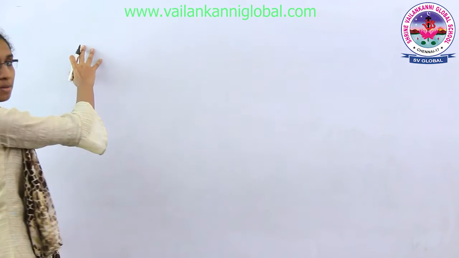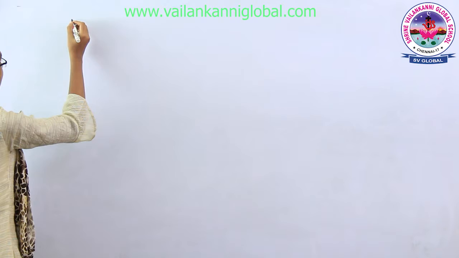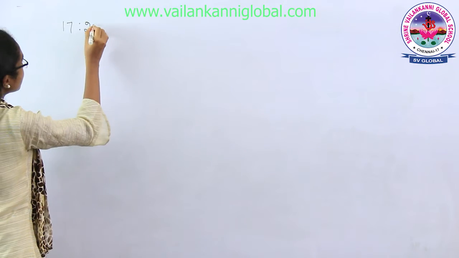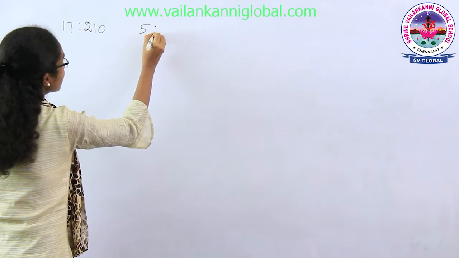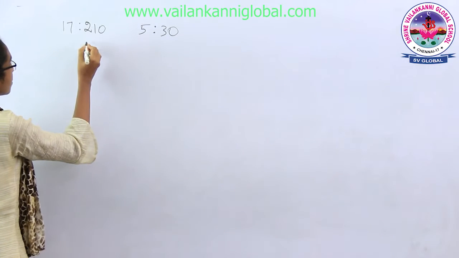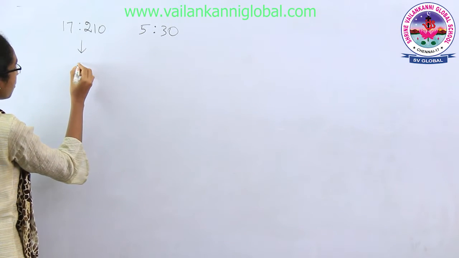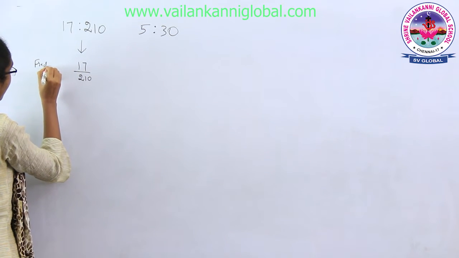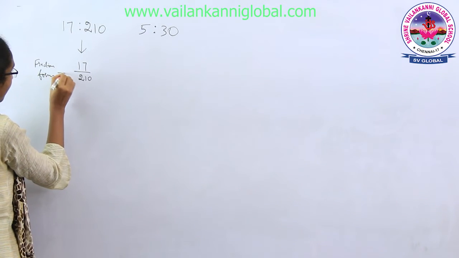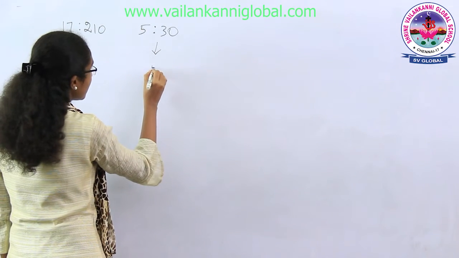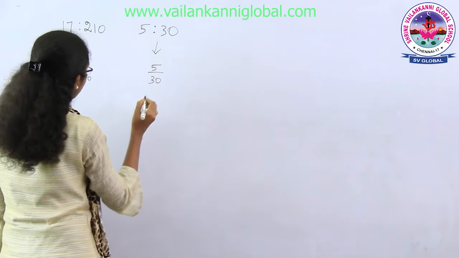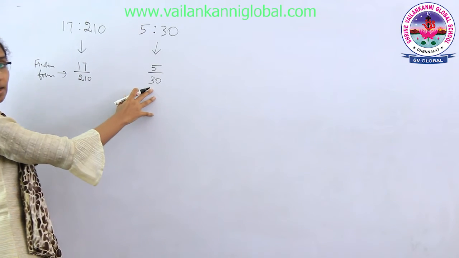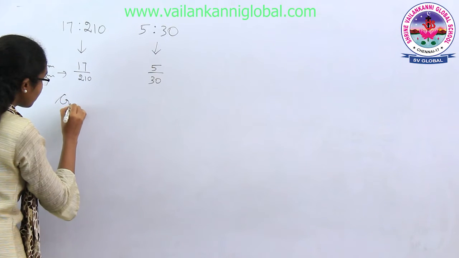So let's see another example to find out whether the given ratios are equivalent or not. 17:210 and 5:30. So we are rewriting the ratios in the form of fractions. So 17 divided by 210 and 5:30 is written as 5 divided by 30. So now, to find out whether both the ratios are equivalent or not, we go for the cross multiplication method.